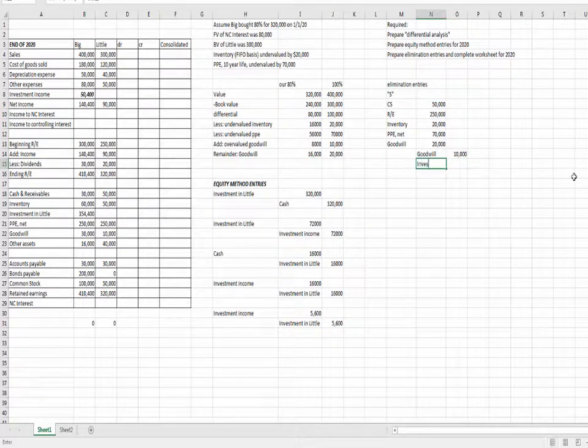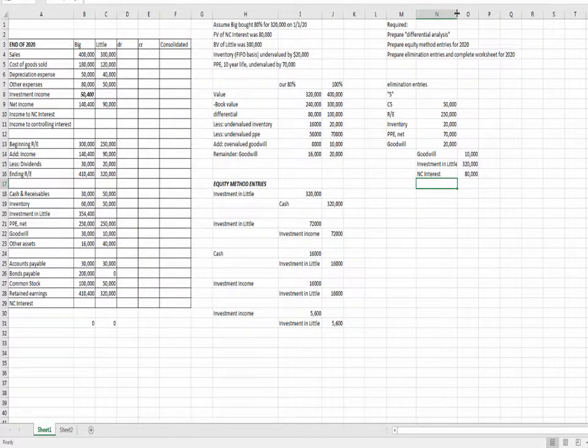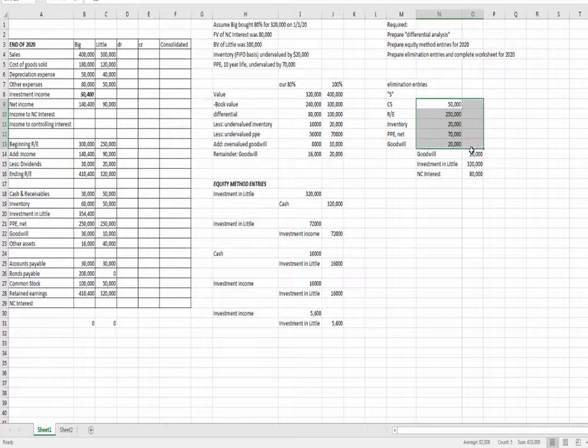Our share through the investment in Little is going to be 80% of that. The non-controlling interest is the other 20% of that $400,000. So again, basically we take this total, whatever this nets out to, in this case $400,000 net debit, and we split that $400,000 net debit 80% to the parent's investment, 20% to the non-controlling interest.